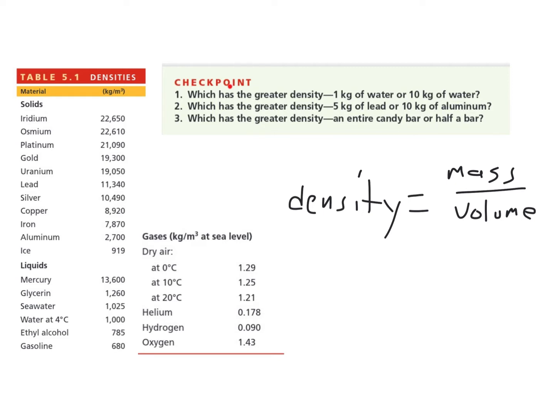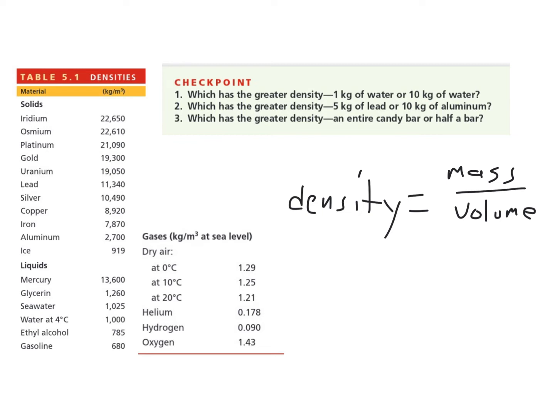So let's look at our checkpoint here. We can check our understanding on some of these things. So question number 1 says, which has a greater density? 1 kilogram of water or 10 kilograms of water? And the answer is water has the same density. If we look at water here, we can see water at 4 degrees Celsius has a density of 1,000 kilograms per meter cubed. And that's the same for however many kilograms you have. So the density of these materials is constant. It doesn't change. And so it doesn't matter whether you have 1 kilogram or 10 kilograms.